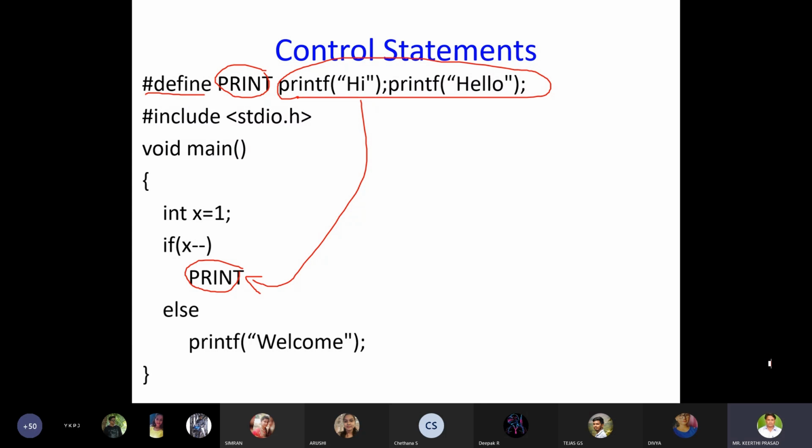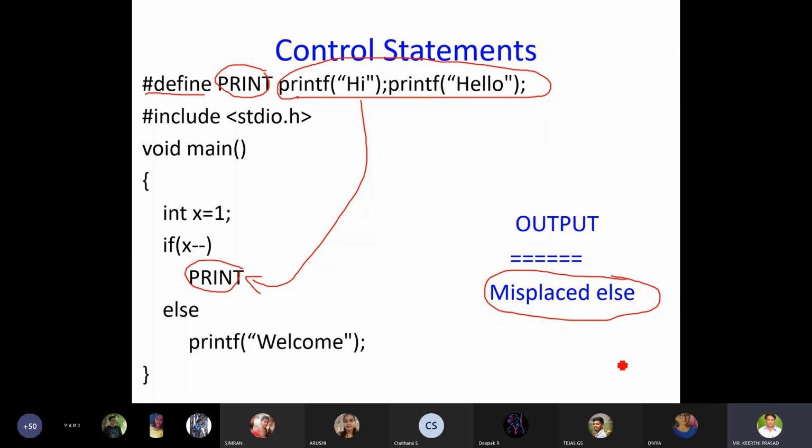Whenever we give if and else, either the if part or the else part will be executed, right? Yes, sir. Okay, but the answer is again misplaced else. You will not be allowed to execute this. There is some error. Can any one of you justify why we get misplaced else?